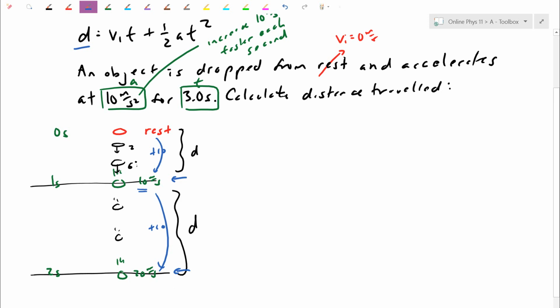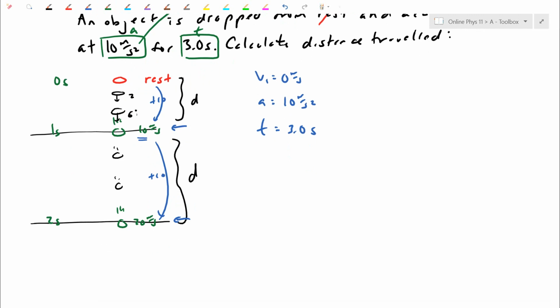What's really helpful in this section is if you can make a list of your variables. So far I have vi is equal to 0. We were at rest. I have my acceleration, which is 10 meters per second squared, and I have my t, which is 3. I'm just keeping a running list so that wherever I see these letters, I can punch in these corresponding numbers. As always, even if I have my formula, I would write out my formula just to make sure I'm going to manipulate it properly. So d is equal to vi t plus 1/2 a t squared. I am looking for d, and it's already solved for d, which is even nicer.